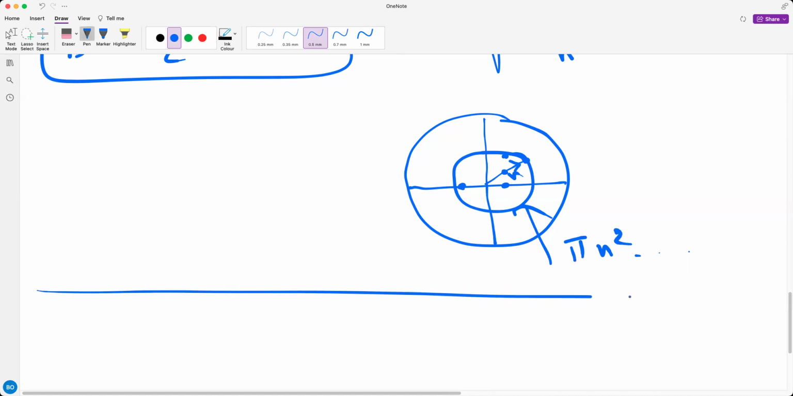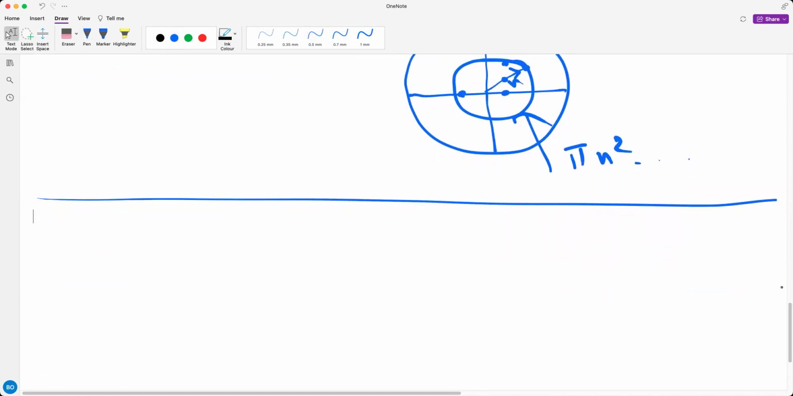The other question is about the de Broglie wavelength. I think I already solved it.